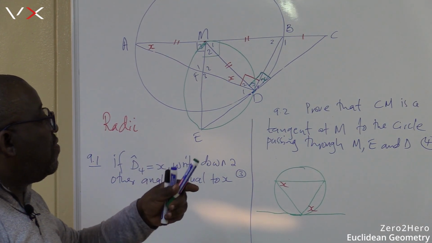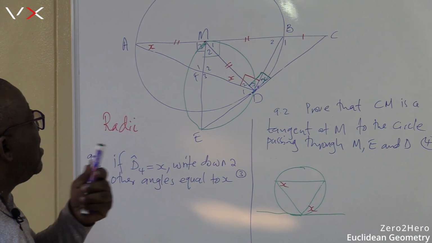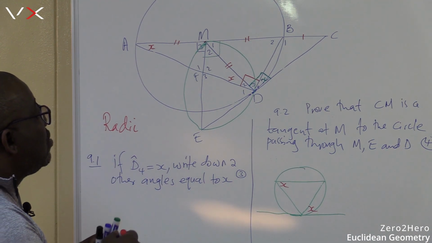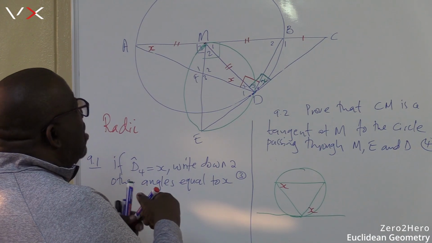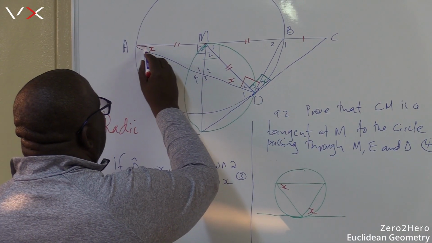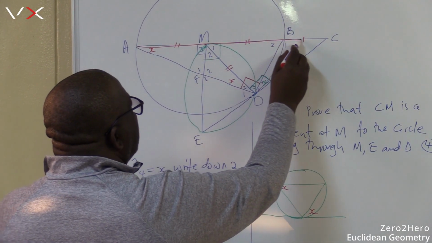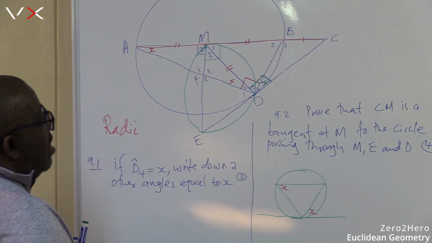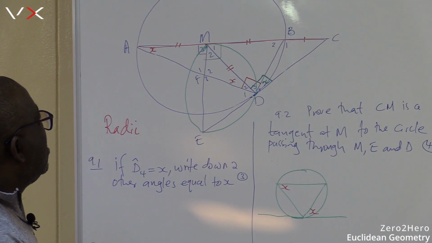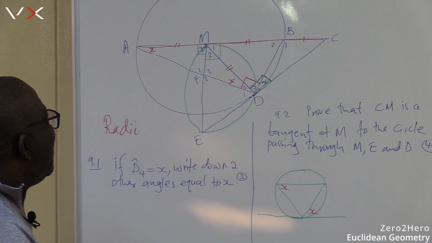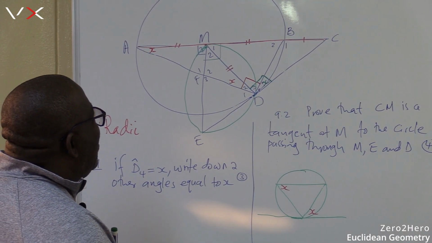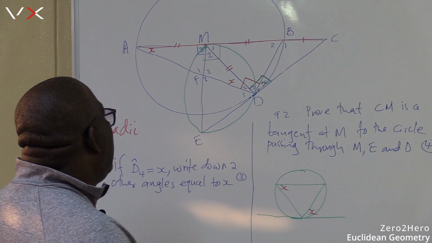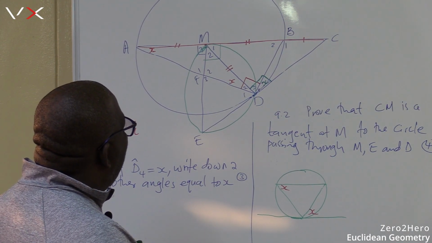The question is, prove that CM is a tangent. In other words, we want to show that this whole line here, let me do it in red, is a tangent. All right? Okay. Now, let's look at it. If this was a tangent, let me look at it. It's better that way.